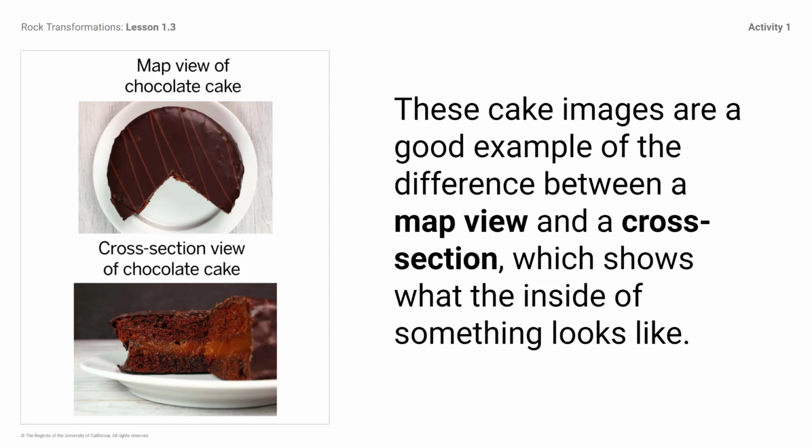These cake images are a good example of the difference between a map view and a cross-section, which shows what the inside of something looks like. In the map view, which shows the cake from above, you cannot see what is inside of the cake, but in the cross-section view, you can see the cake has different layers.